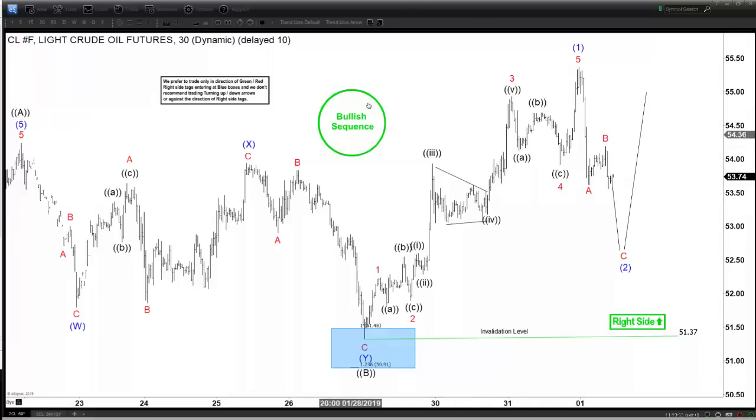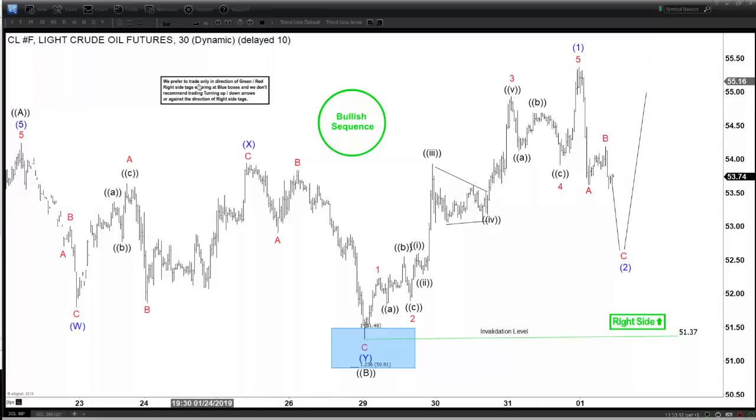There is a bullish sequence. The right side stem is green, right? And so we put all this on our charts to help our members to identify whether something has a trend and whether something is tradable or not from our perspective. And also we put the instruction here, right?